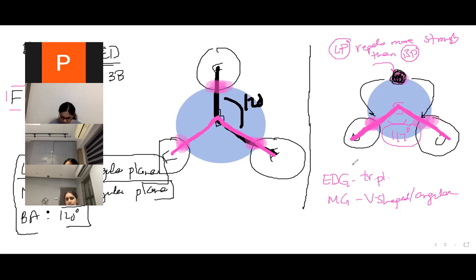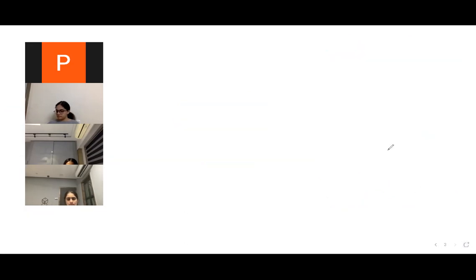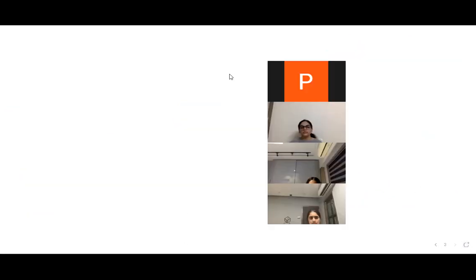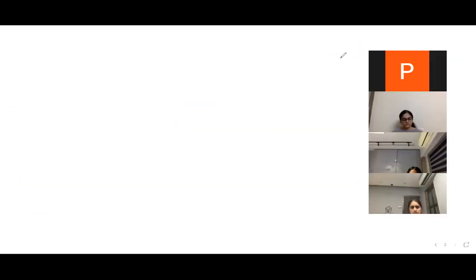Okay, so here the molecular geometry is V-shaped and the bond angle is 117 degrees, not 120 degrees. Next we talk about the case of 4 electron domains. So first, in the 4 electron domain, we will take the first case of methane.